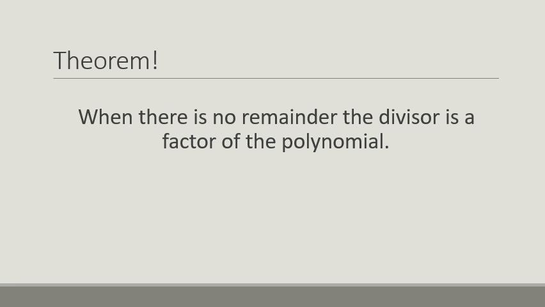Right. So we have a theorem that says when there is no remainder, the divisor is a factor of that polynomial, meaning we can multiply those two together and we can get the original back.